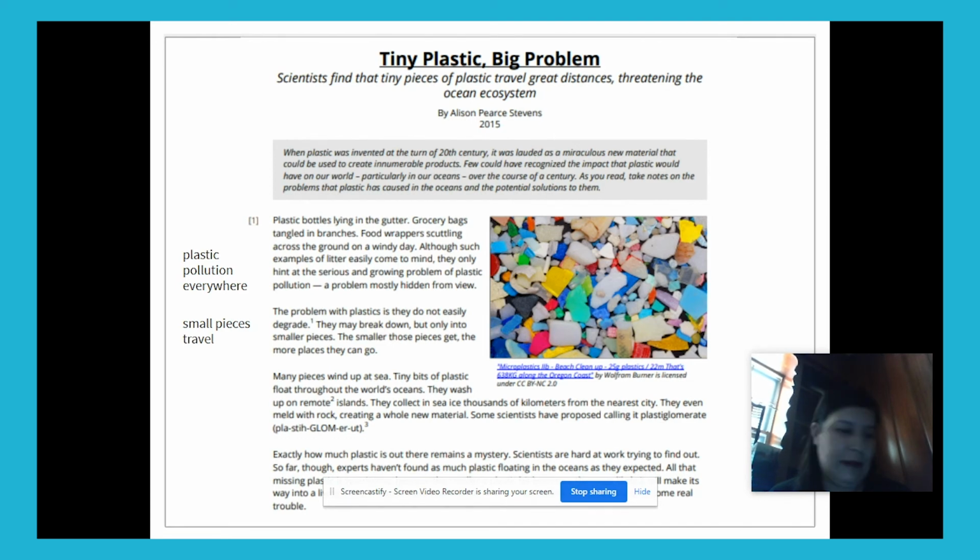So a lot of this plastic is ending up in the ocean. I probably want to jot down some notes about that. Plastic pieces get into the ocean.